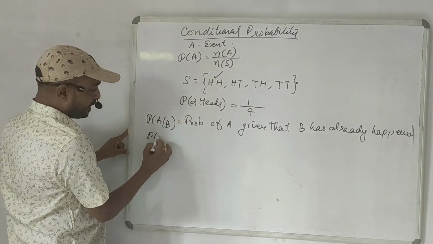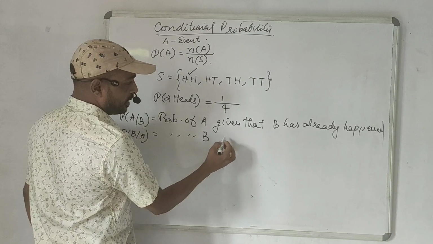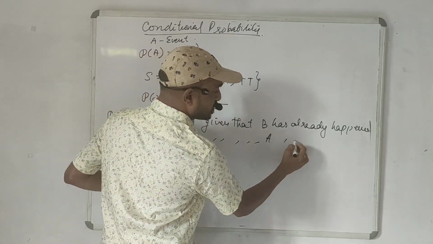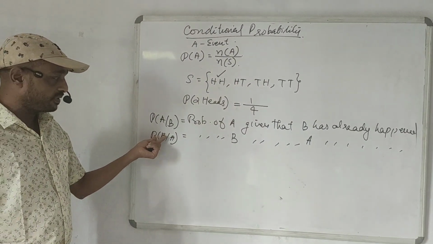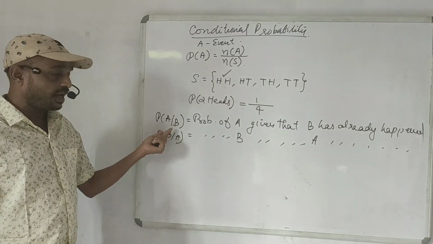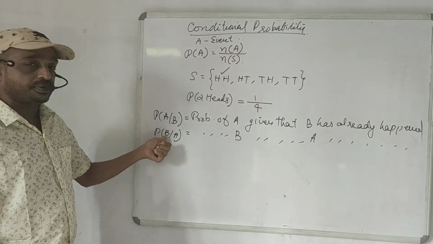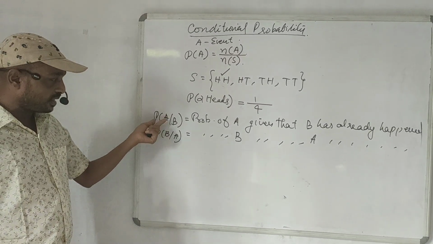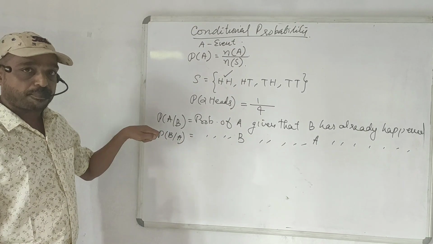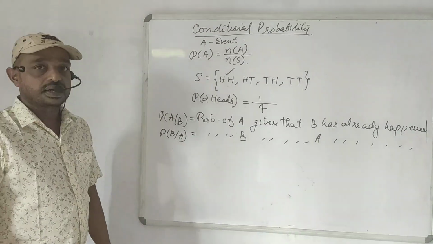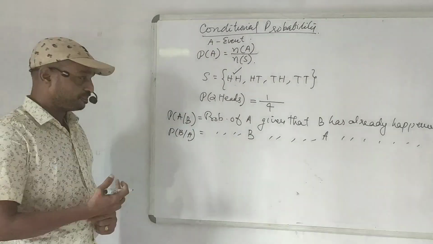So what will be P of B given A? P of B given A is the probability of the event B happening if the event A has already happened. That means if the event A has already happened, what is the probability of the event B happening? So in these two cases we can easily understand that we are given a condition: if one event has already happened, what is the probability of the other event happening?